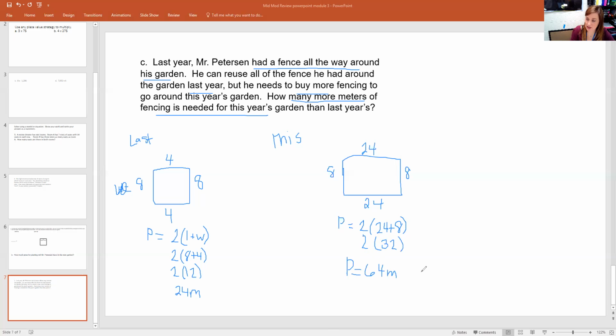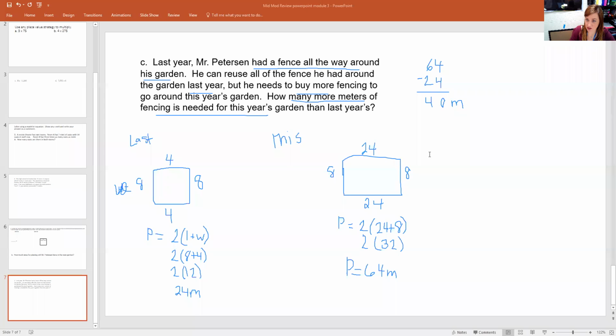All right, so now that we figured out the perimeter, which is all the way around last year and this year's garden, he wants to reuse some of this fence that he had last year for this year. Obviously 24 is not enough to make a whole fence that is 64 meters. So they're asking how many more meters of fencing is needed for this year's garden than last year. So what are we going to do there? We're going to subtract. He needs 64. We're going to subtract our 24. So 0, 4. So he needs 40 meters more.